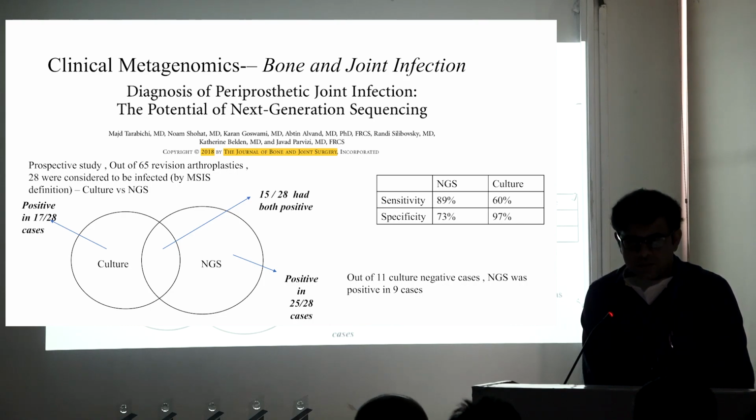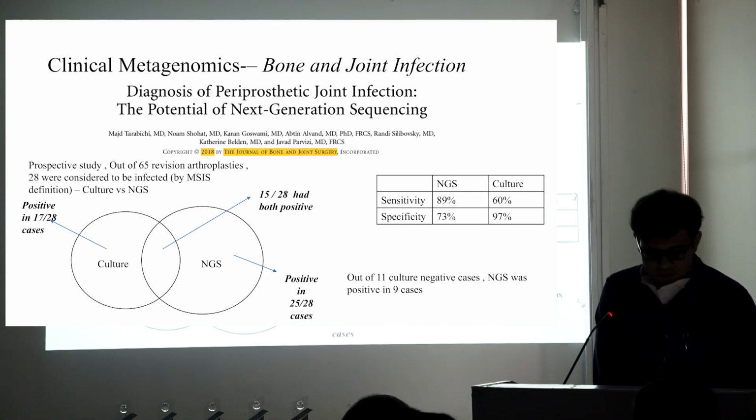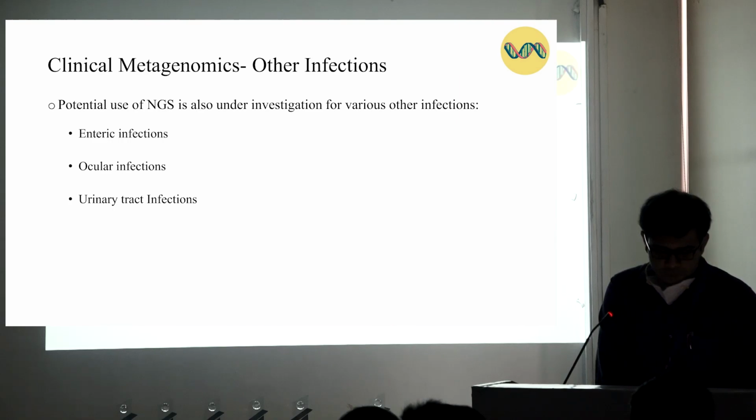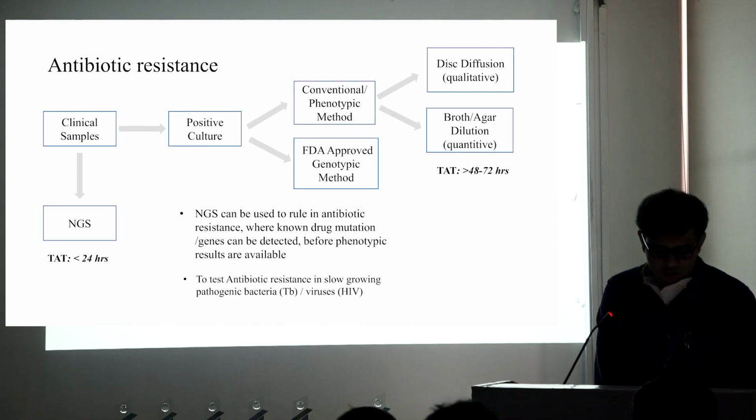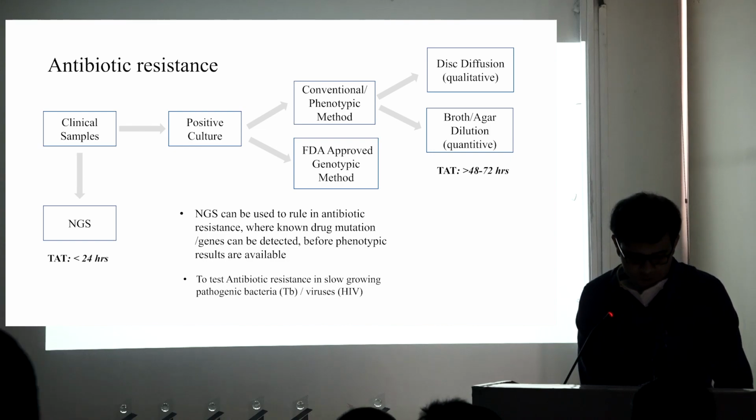We have issues with patients having septic arthritis who are coming here with sepsis. Whenever you are diagnosing a patient as having a joint infection, you send a culture, and the culture usually comes negative. So NGS is going to help you in the diagnosis of that. Other infections like enteric, ocular or UTI, this is going to help you. Overall turnaround time is less than 24 hours, and if you go by the conventional method, turnaround time is around 72 hours or more.